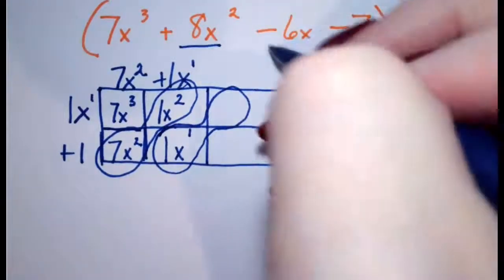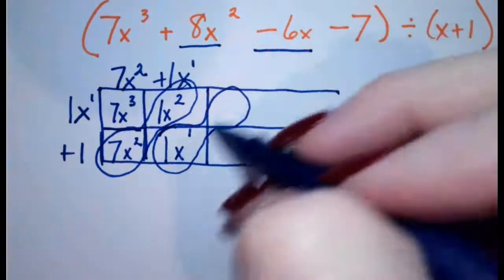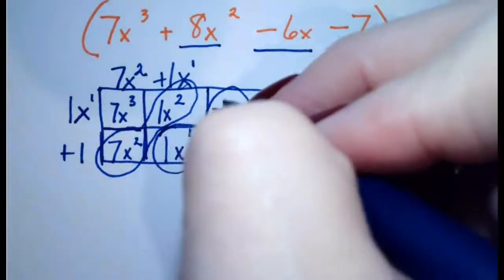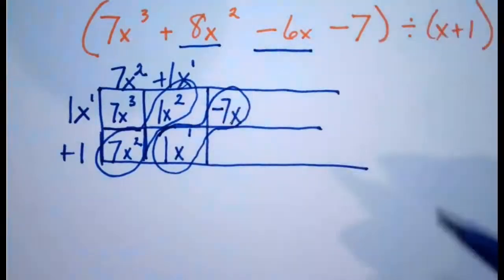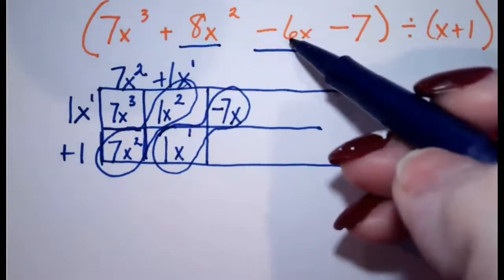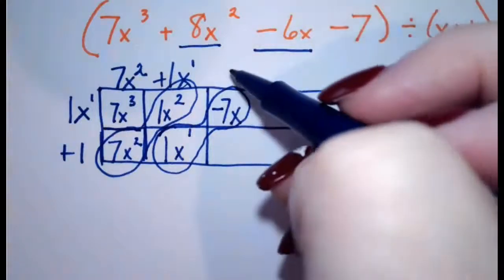Now this peanut has to add to negative 6x. This peanut has to add to negative 6x. So I would have to put a negative 7x so that when I added the two pieces together, I get negative 6x. There's my next peanut. So we're working backwards again.